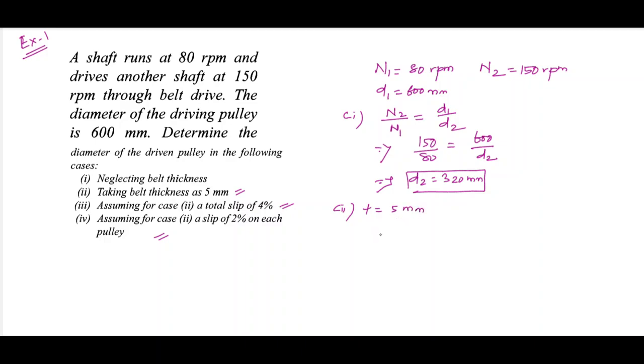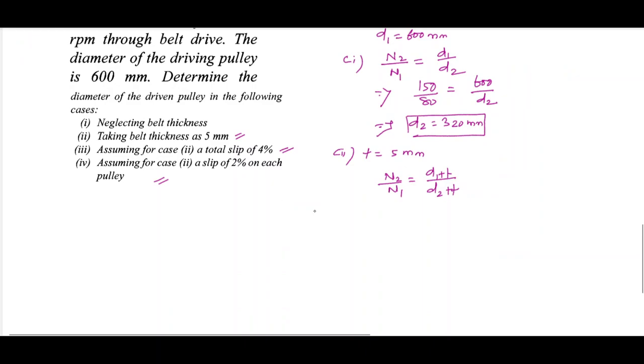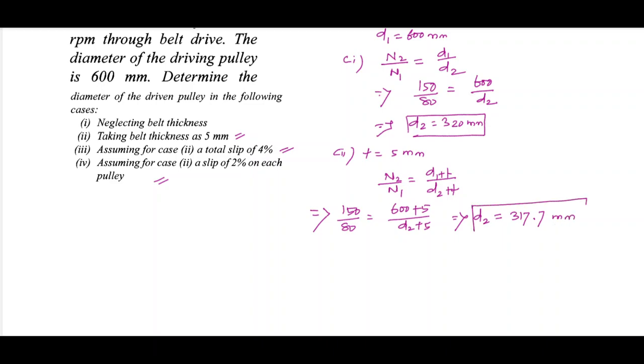In the second case it is telling belt thickness T is given 5 mm. So in that case the equation will be N2 by N1 is equal to D1 plus T divided by D2 plus T, right? So you have 150 by 80 is equal to 600 plus 5 divided by D2 plus 5. If you solve this, you will get D2 is equal to 317.7 mm. You please check it. There may be some corrections in the answer.